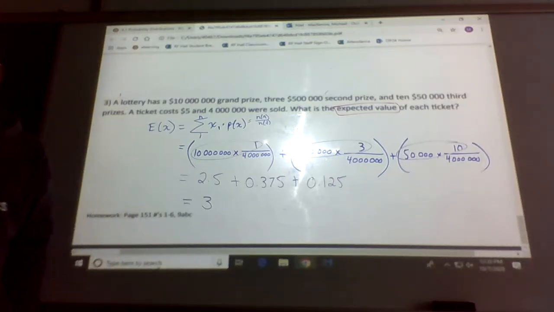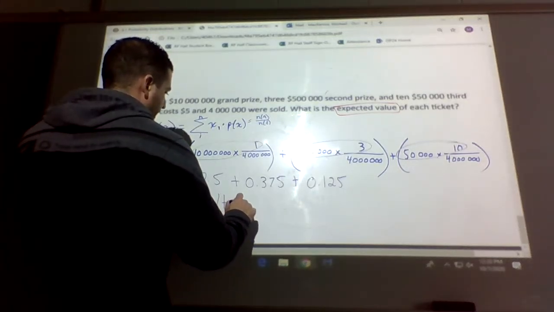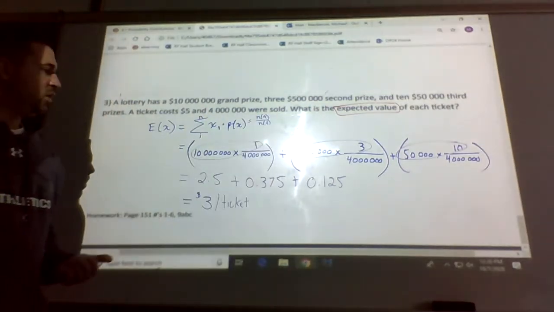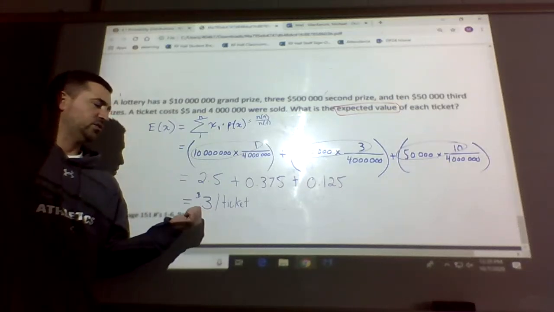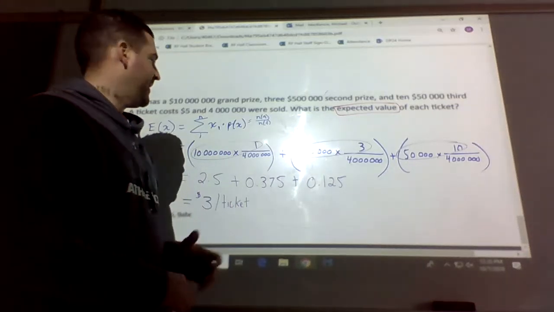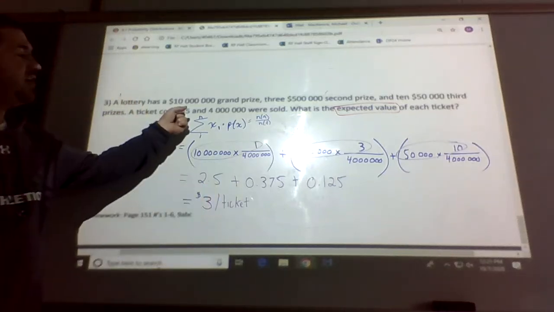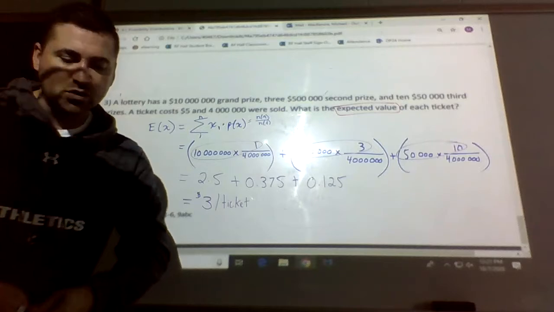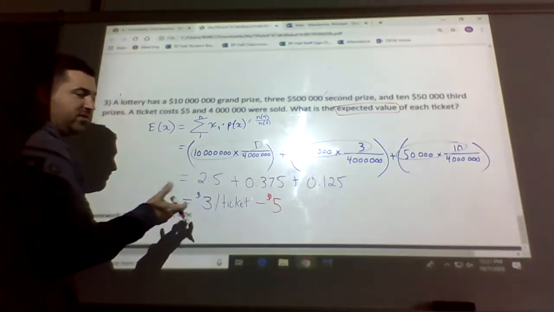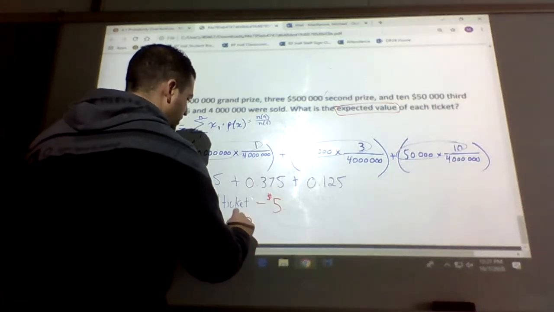Okay. So that's going to be $3 per ticket. The question is what is the expected value of each ticket. Well, it's going to be $3 a ticket, so each ticket has a value of $3. But it costs $5 to buy the ticket, so we need to subtract the $5. Each one will give you a value of $3, but it costs $5. So it ends up being negative $2 per ticket.